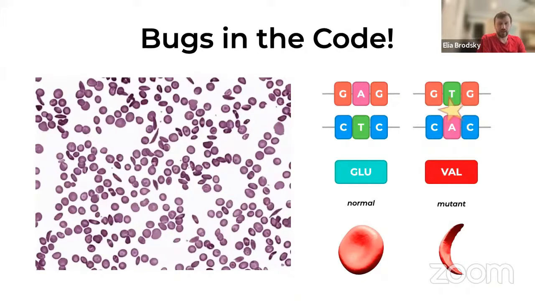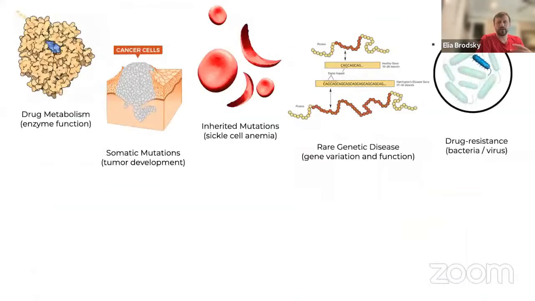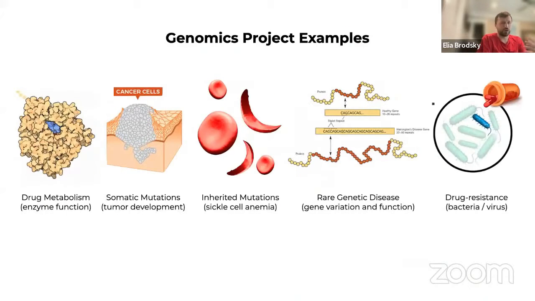And so that kind of an ability to detect changes has led to a number of very clear applications. So for example, drug metabolism, how different individuals metabolize different drugs, whether they will respond or not respond to treatment, identification of mutations in cancer cells, identifying genetic predisposition or disorders like sickle cell anemia, inherited mutations, rare genetic diseases, as well as drug resistance in different pathogens.